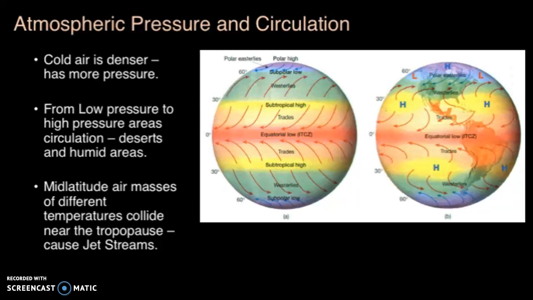So something to have in mind is that the greater the temperature differences between those two colliding air masses, the faster the jet stream will flow. So if I have a very warm air mass colliding with a very cold one, then my jet stream is going to be very, very fast. If I have two masses that are only maybe 2 degrees Celsius apart from each other, then perhaps that jet stream is not going to be as fast as it could be.